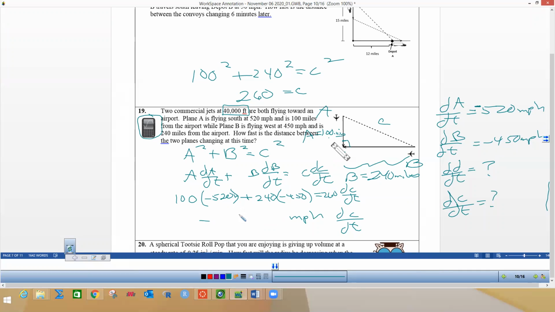I got negative 615.385. So the distance between the airplanes is changing at a rate of negative 615.385 miles per hour, when plane A is 100 miles from the airport and plane B is 240 miles from the airport. So that one's a little easier.